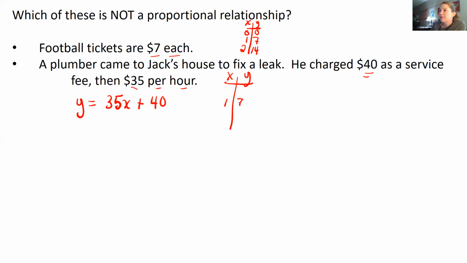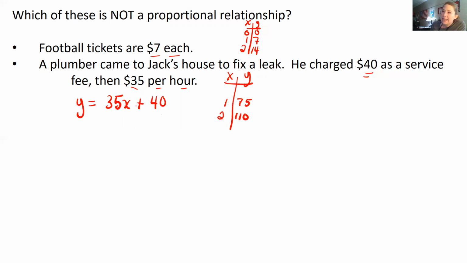So that would be $75. What if he stayed for 2 hours? Well, 2 times 35 is 70, right? Can I add, you guys? Yeah, 70, and then 70 plus 40 would be what? 7, 8, 9, 10, 11, $110.